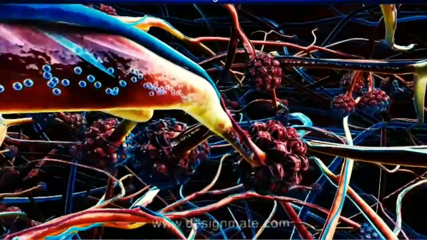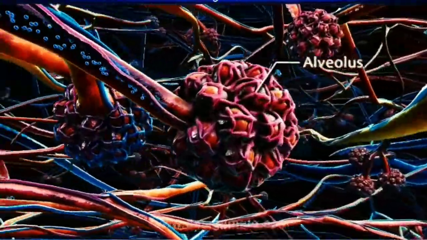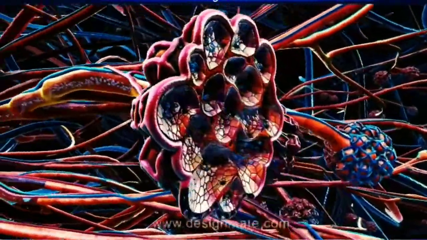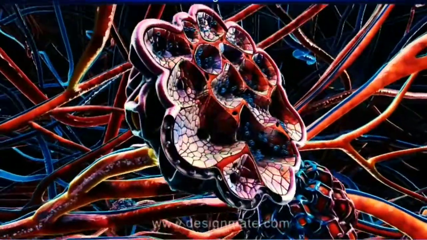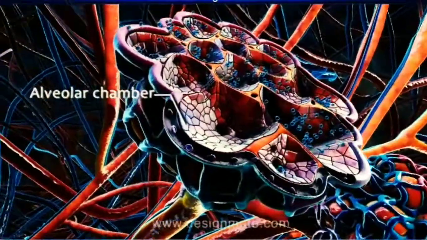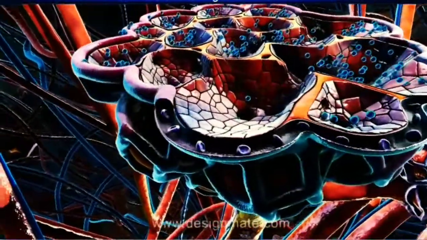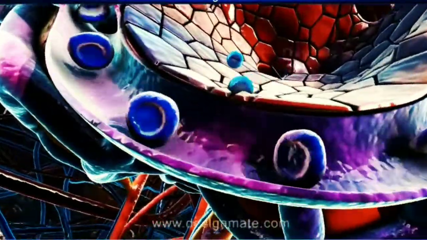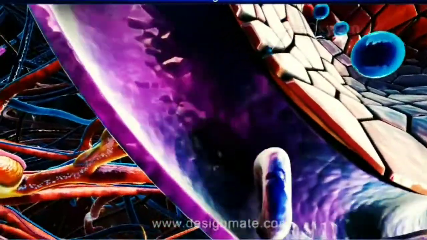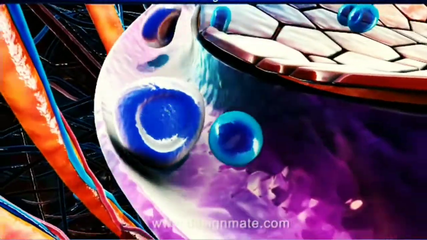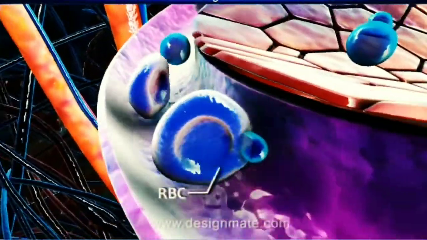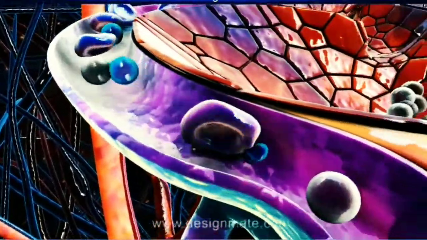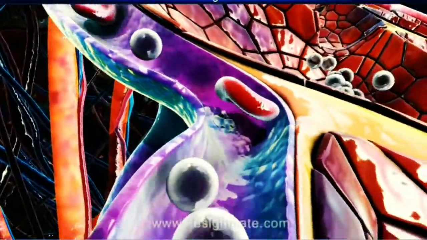Oxygen travels through these bronchioles and reaches the alveoli, each of which is surrounded by a network of capillaries. A section of one alveolus shows the presence of numerous alveolar chambers with pores. Blood containing RBCs is seen flowing through the capillaries. The oxygen molecules from the alveolus diffuse into the capillary and then get absorbed by the bluish-purple RBCs. This causes oxygenation of the RBCs, and a transition in their color from bluish-purple to red is observed.